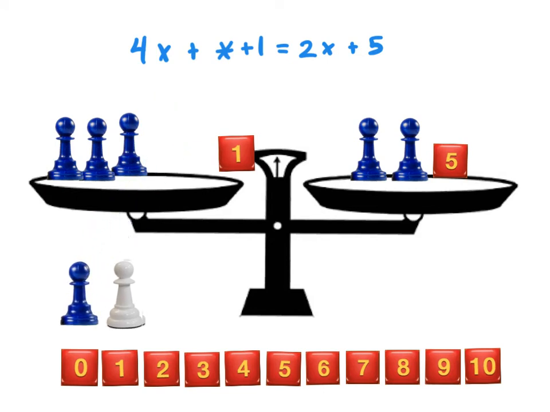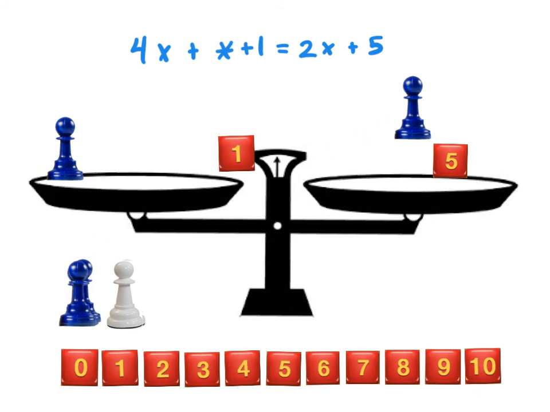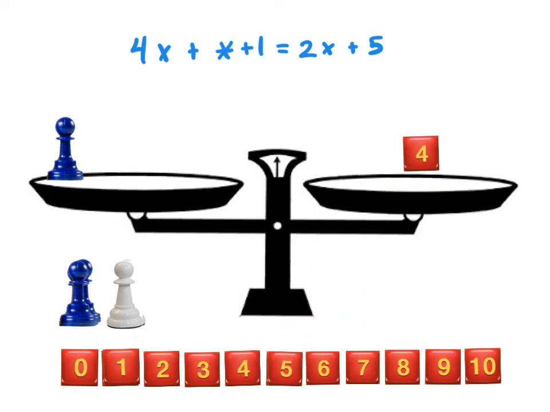Then I see two x's on each side. So this x and this x and this one and this one. If I remove both of them from each side at the same time, I'm not changing the value of my equation, and it'll still stay in balance. And now I see a number cube on each side. I'm going to remove the smallest number cube, so I'm going to subtract 1 from both sides. 5 minus 1 is 4. So it looks like x is equal to 4.